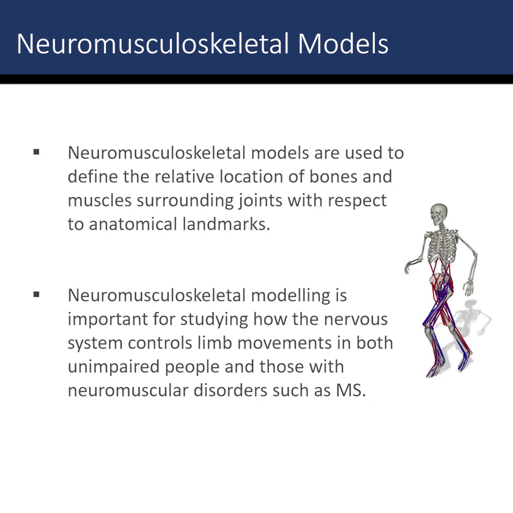Neuromusculoskeletal models are used to define the relative location of bones and muscle surrounding joints. In human biomechanics, the aim of these models is to be able to estimate or predict muscle forces and joint moments from neural signals or EMG measurements. In a research paper written by Thomas Buchanan, it can be described as a 4-step process.